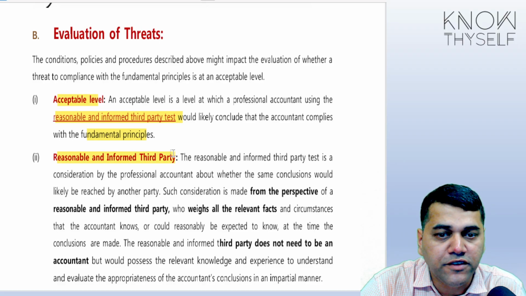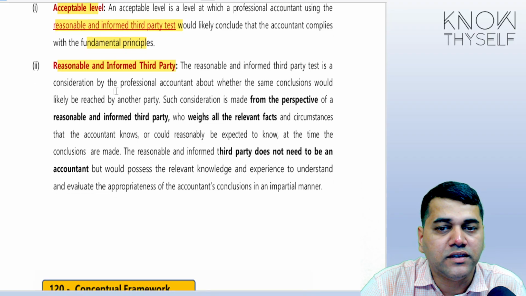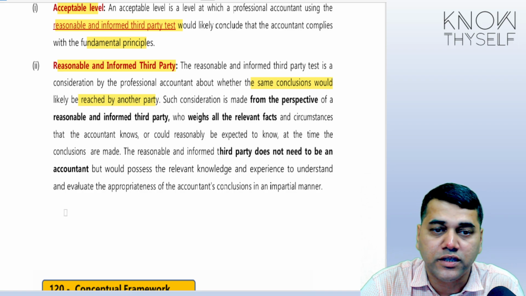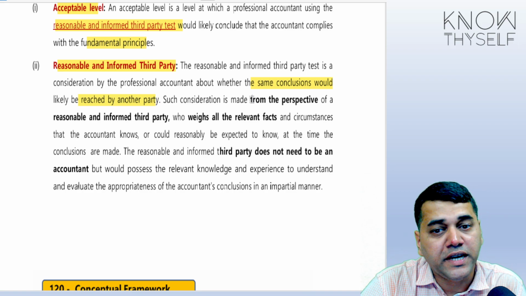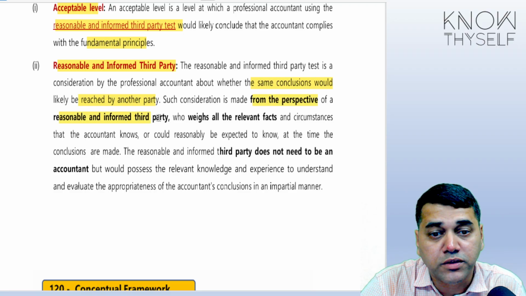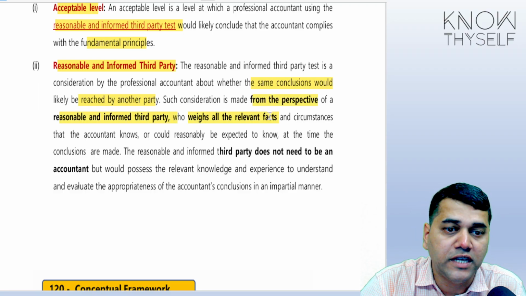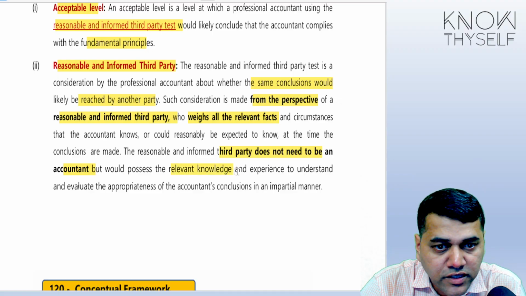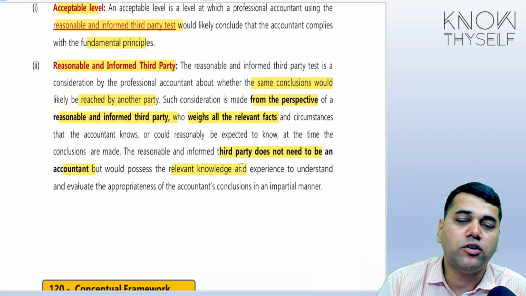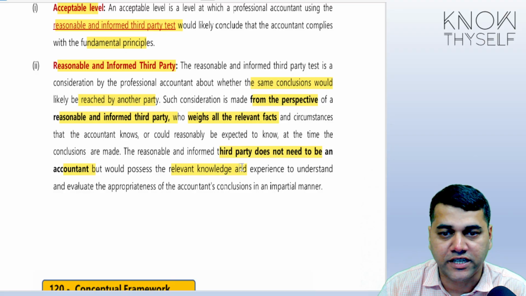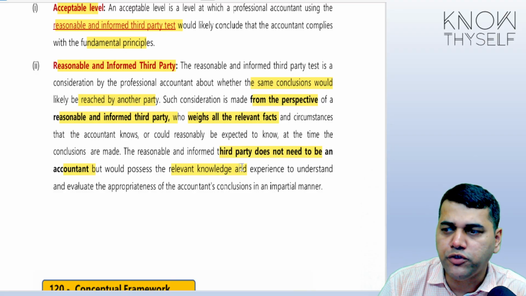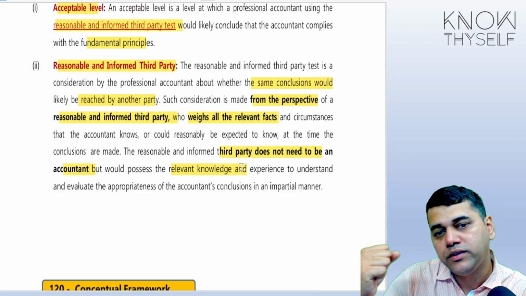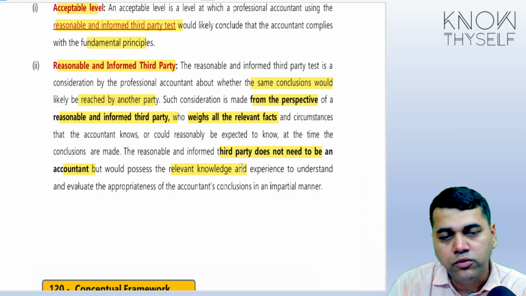So reasonable and informed third party means consideration by the accountant of whether the same conclusion would have been likely reached by another, independent third party. It is made from the perspective of a reasonable and informed third party who weighs all the relevant facts, and the third party need not be an accountant but would possess the relevant knowledge. So this is called the evaluation. So how do you evaluate any threat whenever you identify? You put yourself into the shoes of that third party, who would have got all the information, and think how that person would have behaved. That's how you evaluate it.